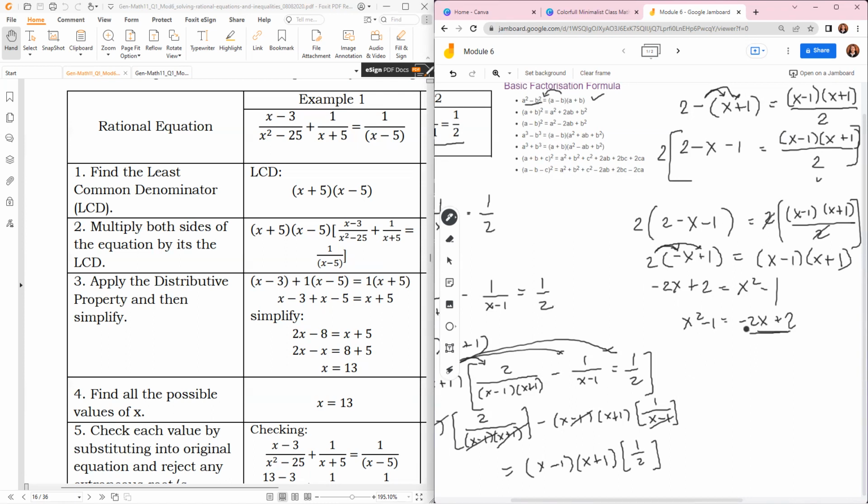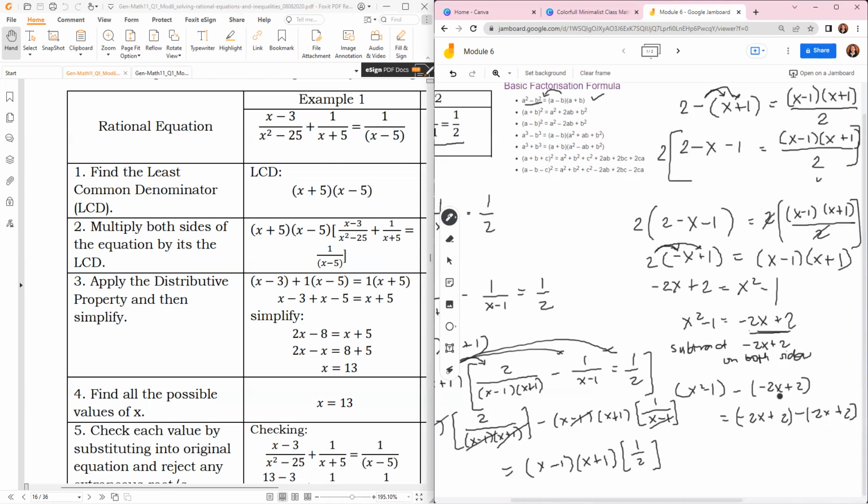We subtract negative x plus 2 on both sides. How does it look like? x squared minus 1 minus 2x plus 2 equals minus 2x plus 2 minus 2x plus 2.